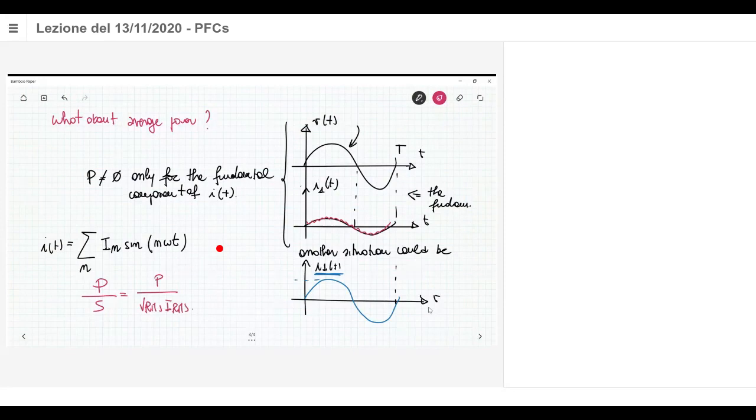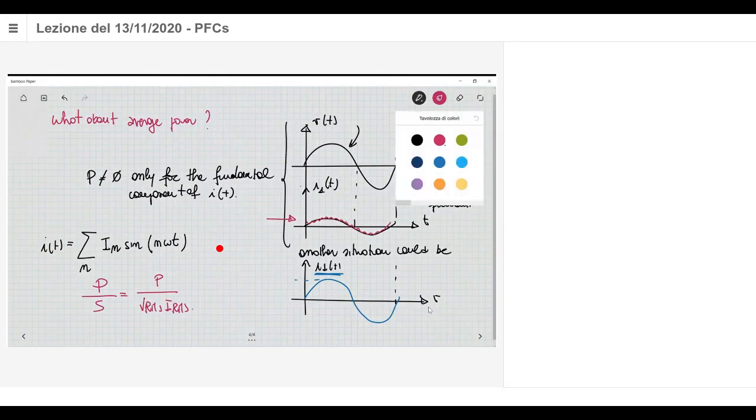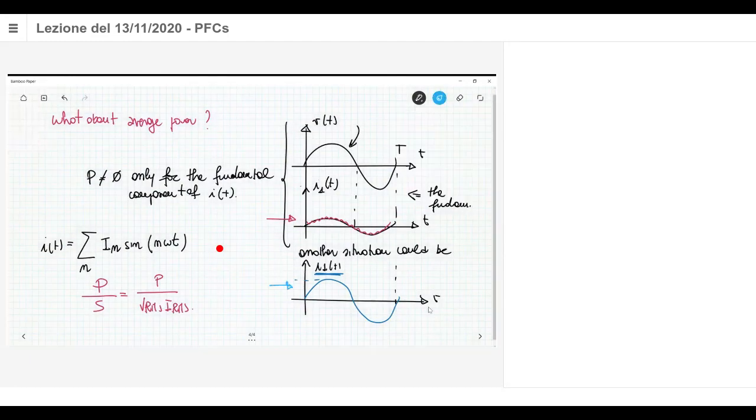In the first case, the case with the red fundamental current, which has a small peak value, this ratio gives you a value which is less than the ratio that you can have in the situation in which the fundamental component has a larger peak than before. So a measure of the quantity of average power that you can extract from a possible apparent power is given by this ratio, P over the apparent power, which is called the power factor.